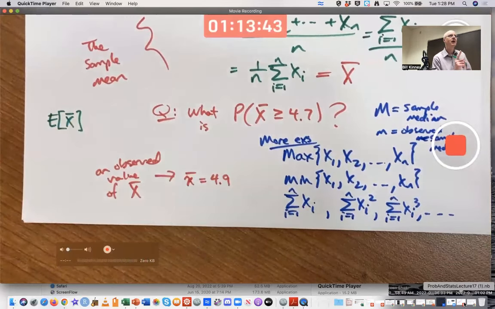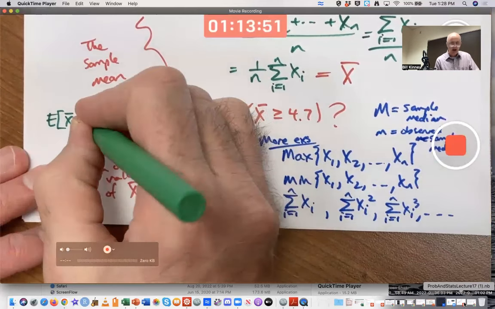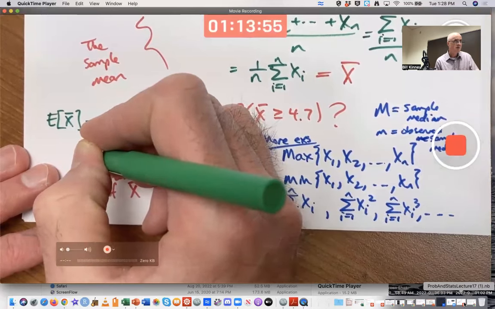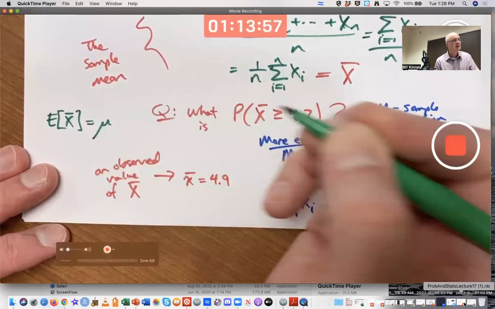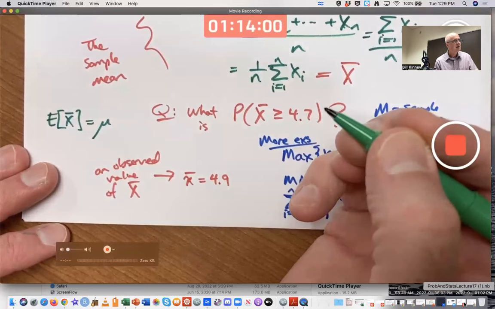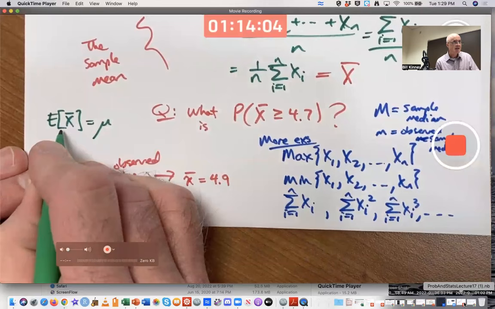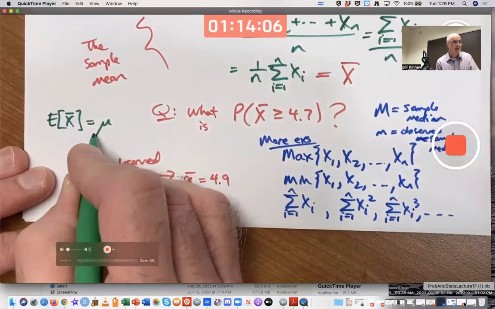Okay, here's the punchline though. The expected value of X bar, the sample mean, does equal, when you do random sampling, the population mean. The mean of the mean is the mean. And I mean it.